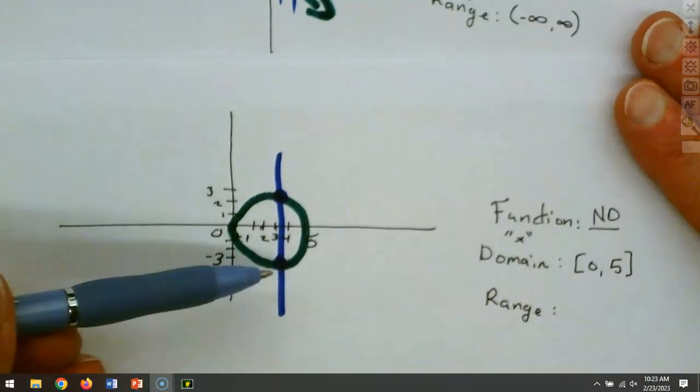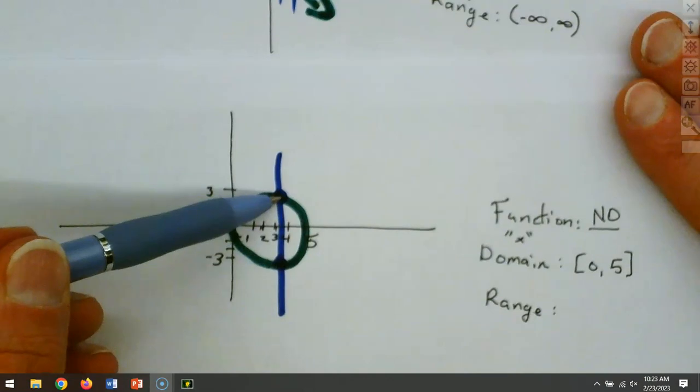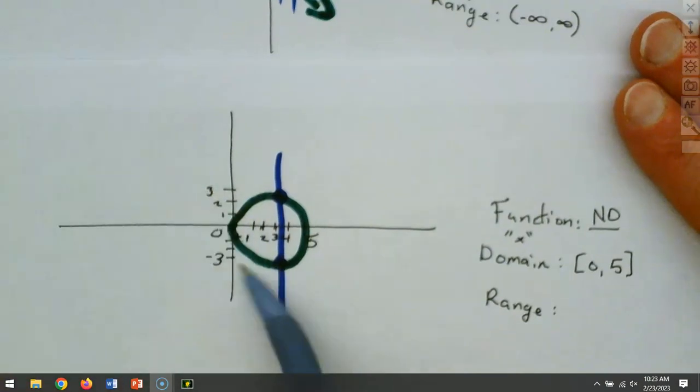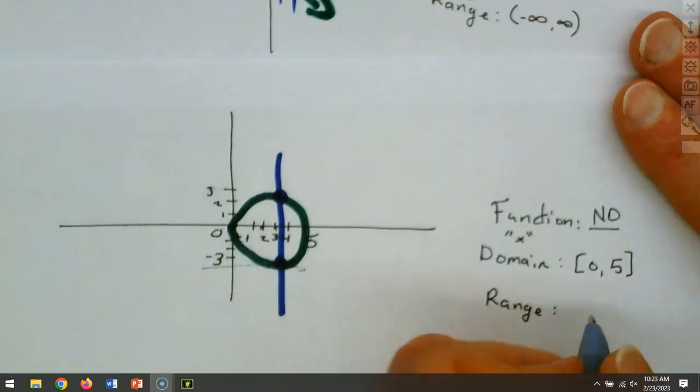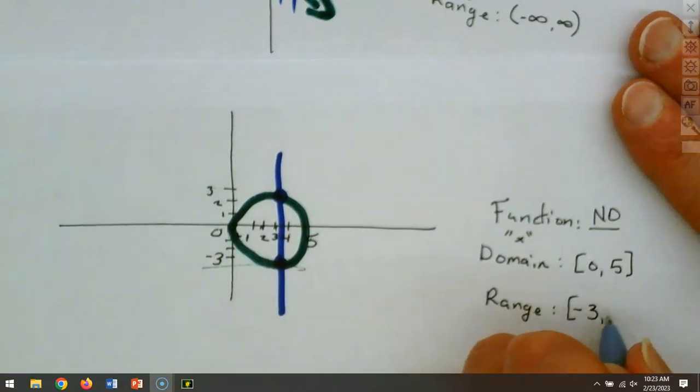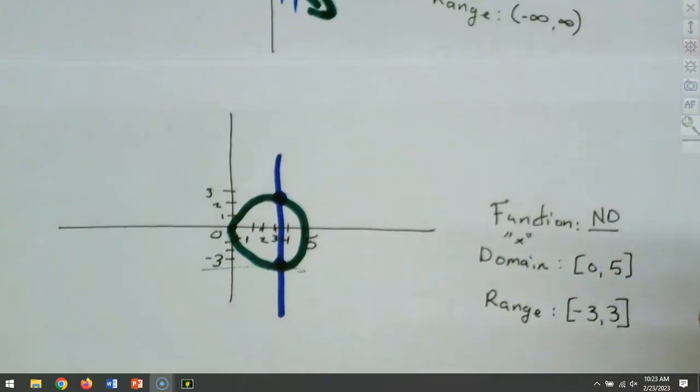Yep, looks like it's going to be negative 3 to positive 3, right? Because we look at the y-axis and it's here to here. So that's going to be a negative 3 to positive 3. So that's your range.